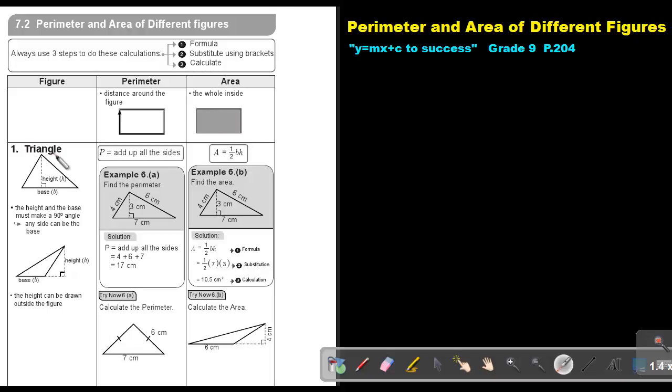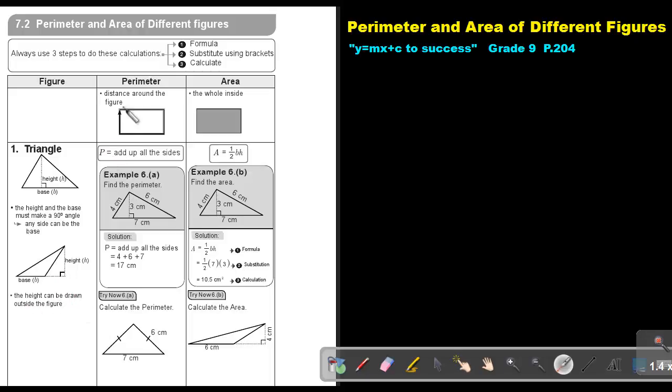Okay, let's start with a triangle. The height and the base must make a 90-degree angle. This is the base, this is the height, and there is the 90-degree angle. Any side can be the base. So this is the base. Now, if I cannot do the base inside, I can extend this line and also indicate the base outside, as long as the base and the height make a 90-degree angle. The height can be drawn outside the figure.